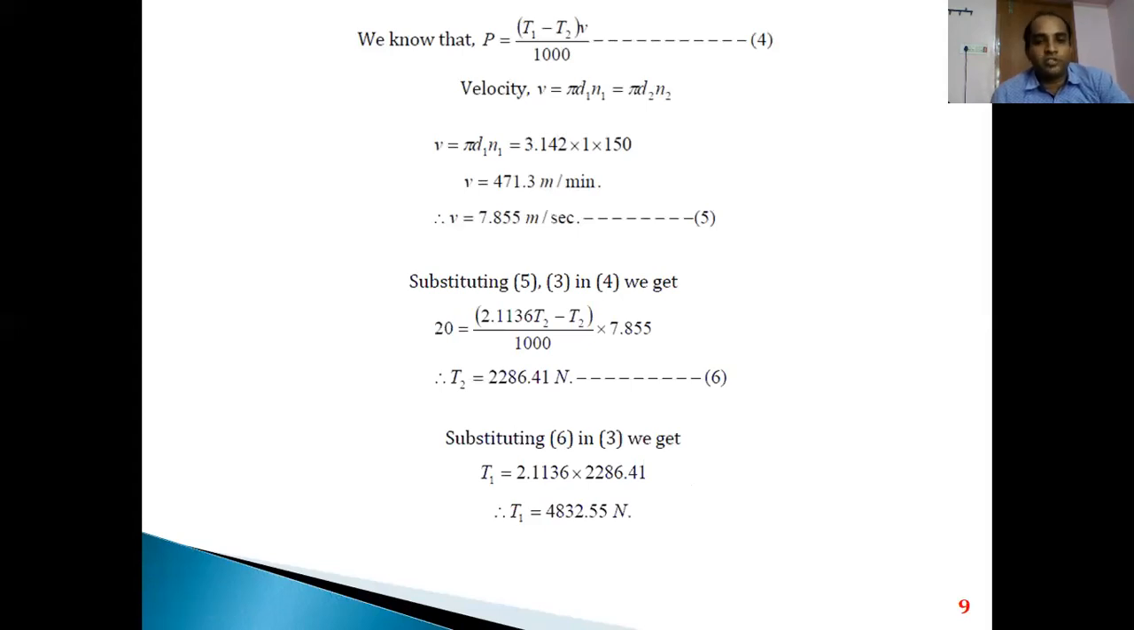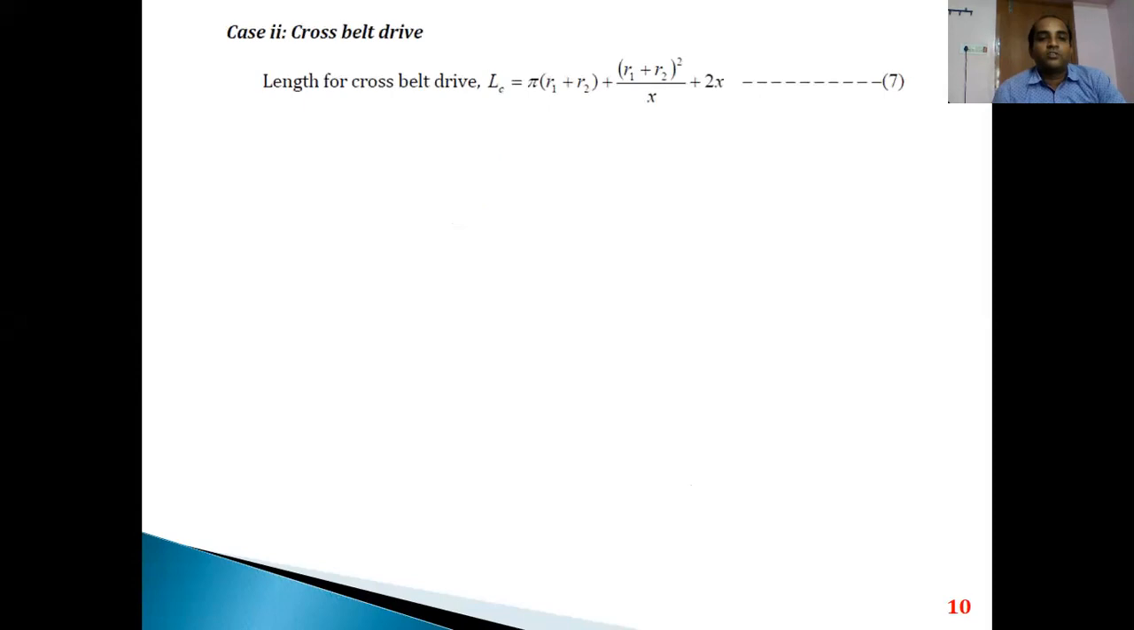Similarly, this entire procedure we need to repeat for the next case, that is the cross belt drive case. For the cross belt drive case, we have the length of the belt equation: LC is equal to pi of (R1 plus R2) plus (R1 plus R2) whole square by X plus 2X. This is the equation. Already we have found R1 and R2, so you can substitute directly. You get the value of LC as 8.1506. This is the length for the cross belt drive case.